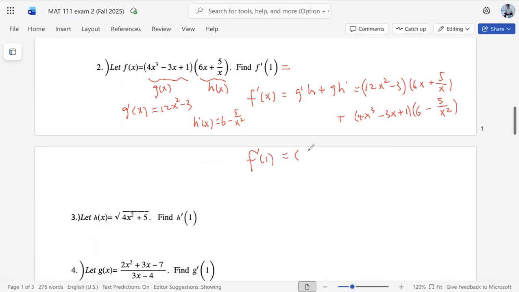At 1, 12 times 1 squared, which is 12. 12 minus 3. 6 times 1, 6. 5 divided by 1, 5. Minus 4 times 1 cubed minus 3 plus 1 times 6 minus 5, right? So 12 minus 3, which is 9, 6 plus 5, 11. Or 4 minus 3, 1, 1 plus 1, 2, times 6 minus 5, which is 1. So 99 minus 2, this multiplication, equals 97.